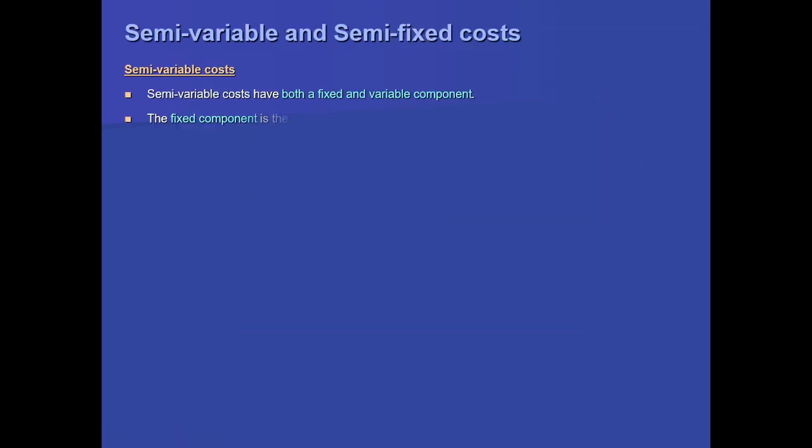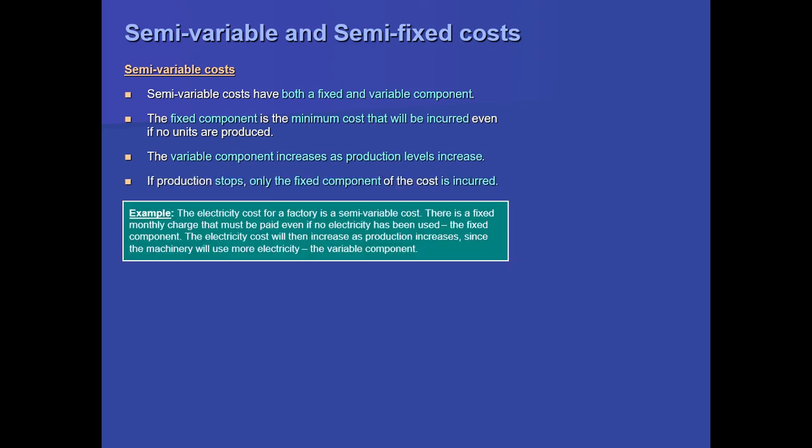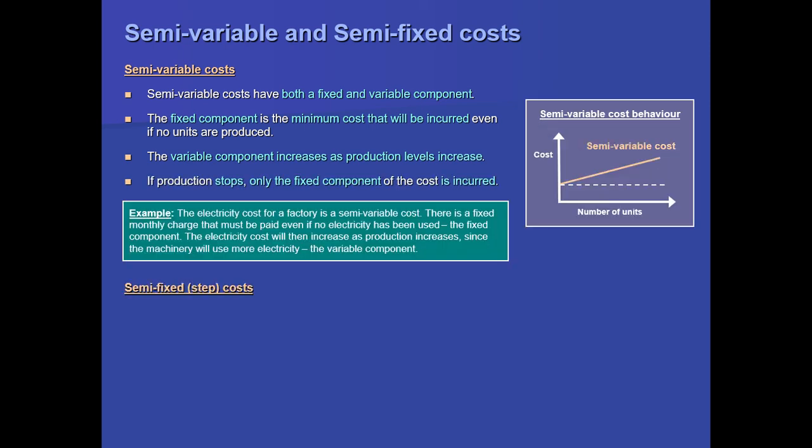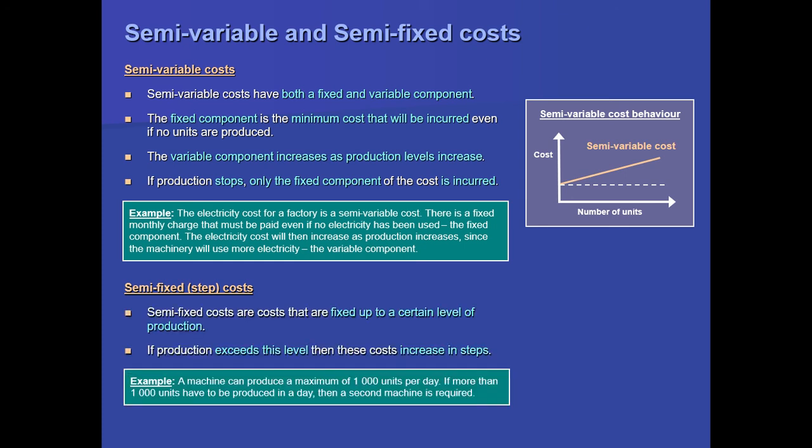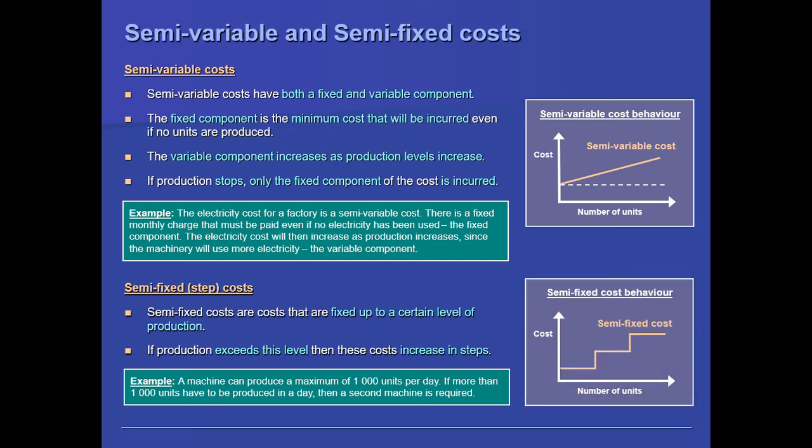Semi-variable, I did explain this. They have both a fixed and a variable component, and basically this will be your semi-variable. What I meant is that they will be fixed up to a certain point and then they increase. With the semi-fixed, it means that they remain fixed at a certain point, they increase, and then remain fixed at a certain point, they increase. That's the difference between semi-variable and semi-fixed.